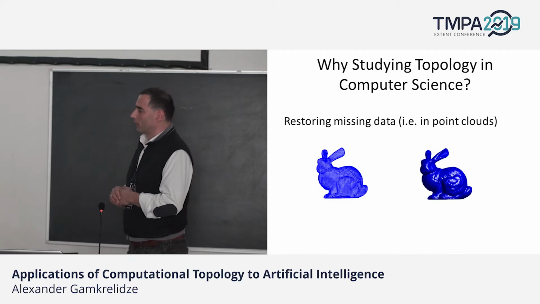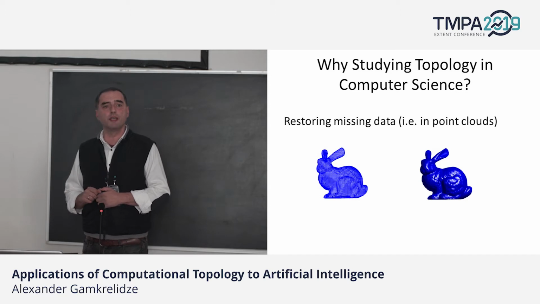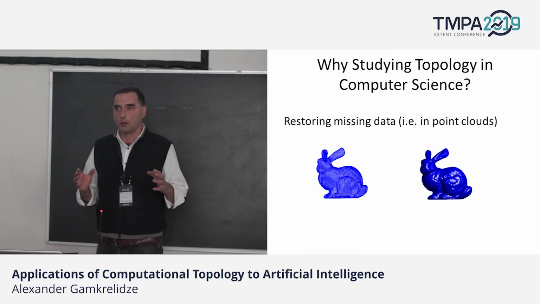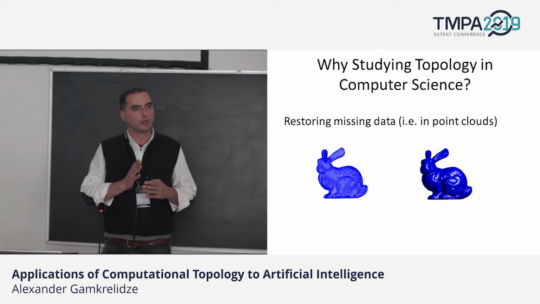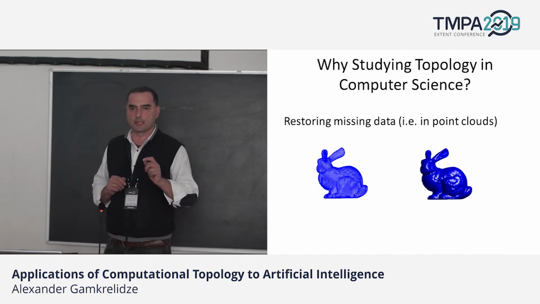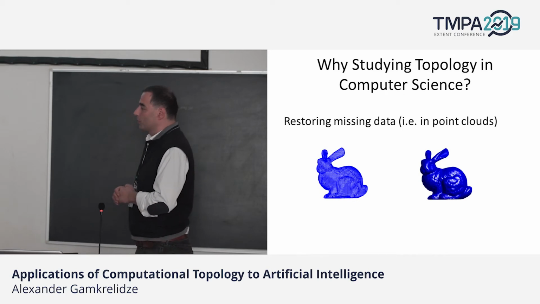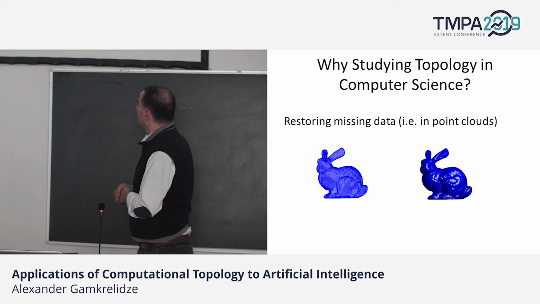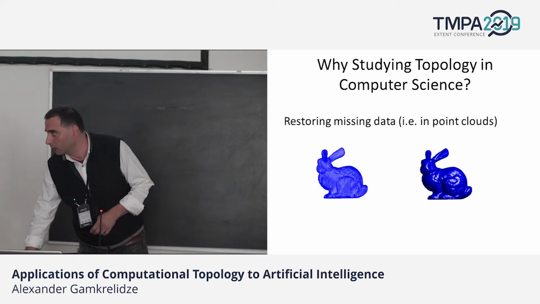First of all is restoring some pictures, but also restoring missing data. We measure some data, some events, but we can't measure it continuously. We have to measure it point-wise. And how can we fill the gaps? This is one of the greatest problems. And topological methods help us to restore some data in point clouds, for example.